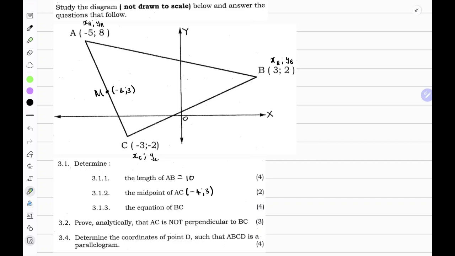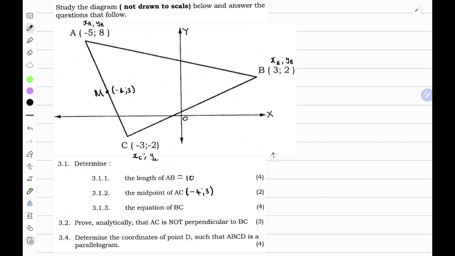So moving along, they want us to determine the equation of BC. So they want us to find the equation of this line. Notice that this line has a positive slope, so we expect our gradient to be positive. To find the equation of that line, we have to first find its gradient. So let's start by writing the equation for the gradient for BC.